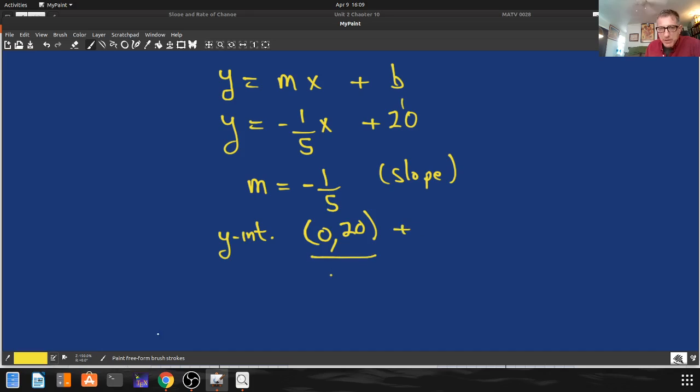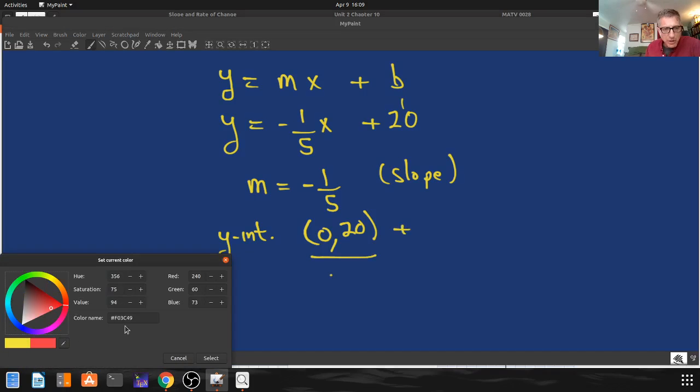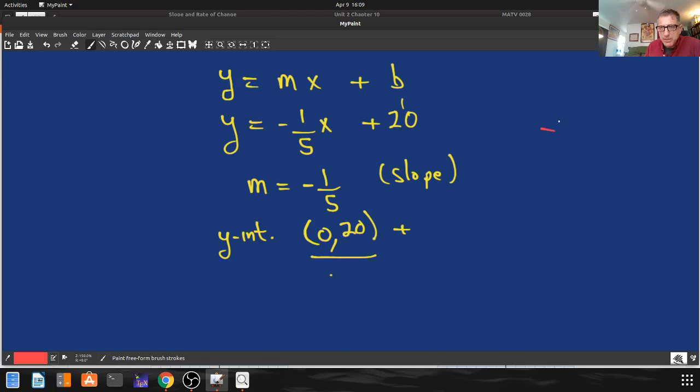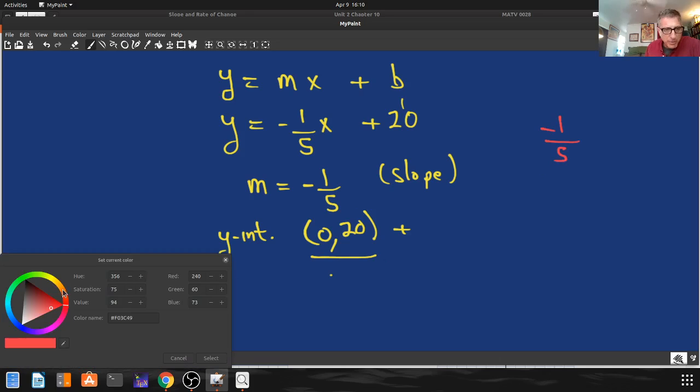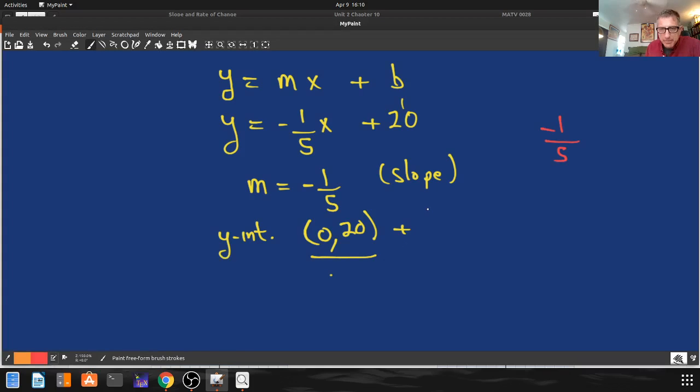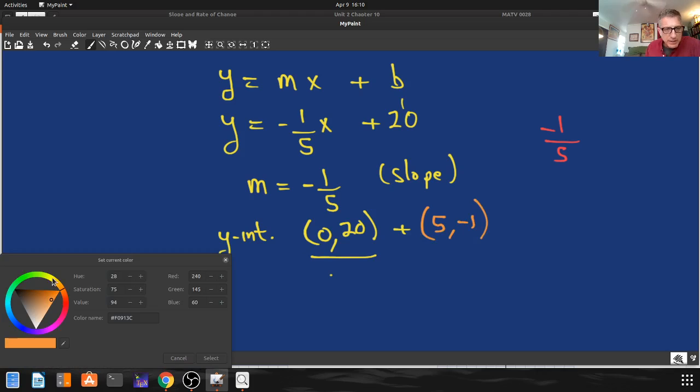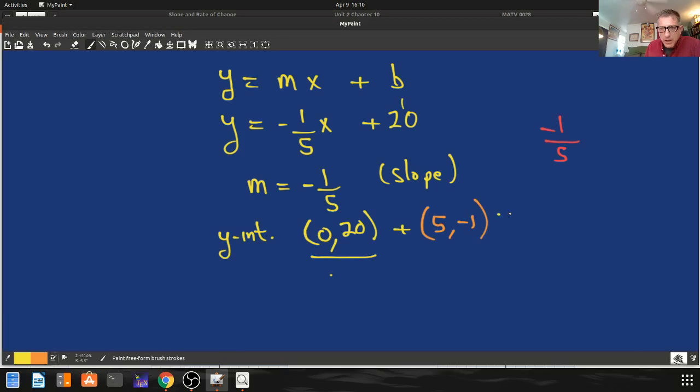I have the slope. So if I write the slope as minus 1/5, I can create my adder point. 5, minus 1, and I can find immediately another point on the line and hence plot it. 0 plus 5 is 5. 20 minus 1 is 19.